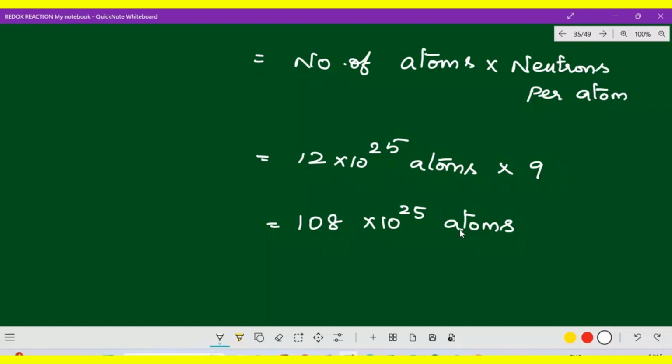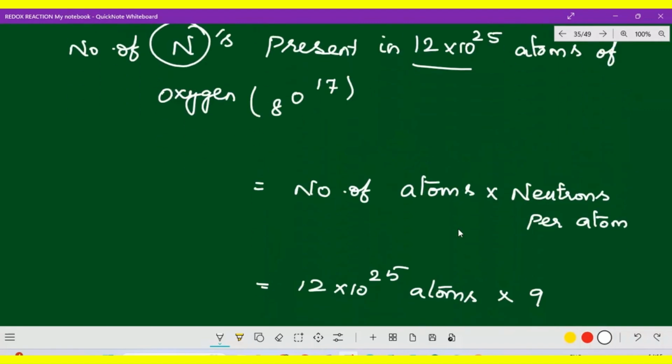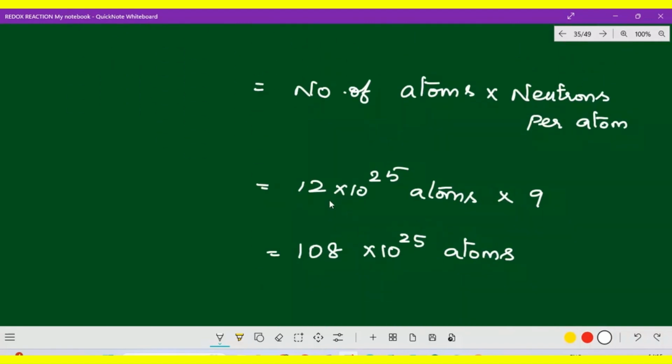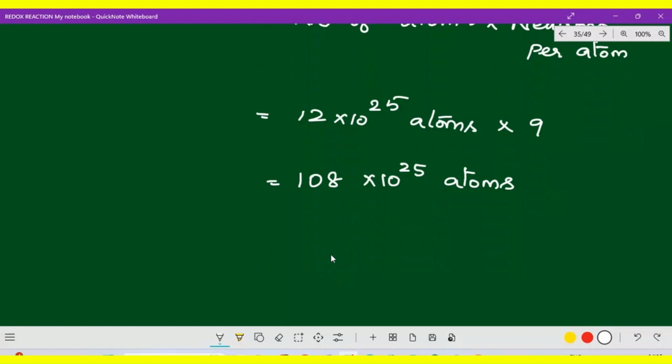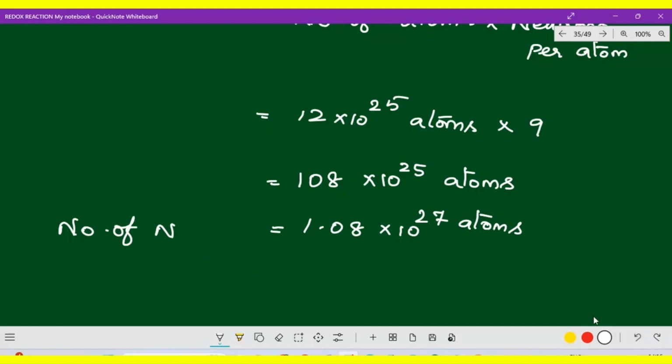Okay, now Avogadro number. So here, neutrons present in all. In scientific notation, how do we write it? This is actually 1.08 into 10 to the power of 27. So the number of neutrons present in 12 into 10 to the power of 25 atoms is 1.08 into 10 to the power of 27.